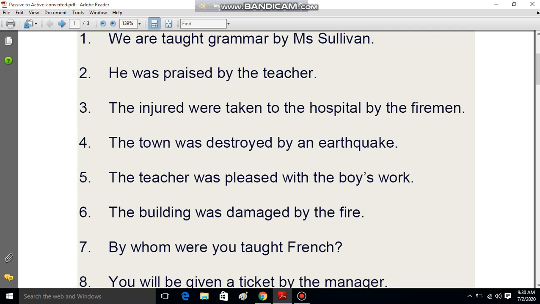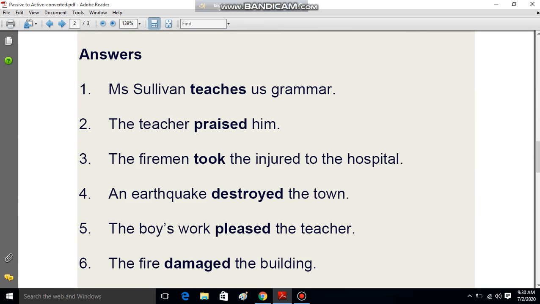We know the past simple structure is subject, V2, object. So the subject is the fireman, understand? Then we'll take the V2 form of the verb, meaning past form of the verb, then object, then extension. So the fireman took the injured to the hospital. That's all. Let's check the answer. Yes, the fireman took the injured to the hospital.